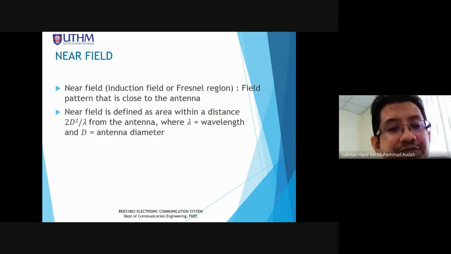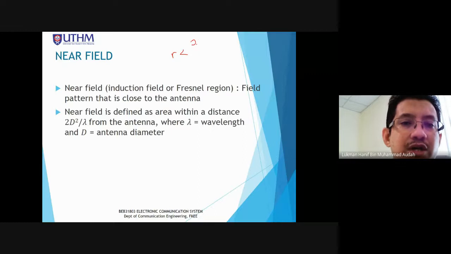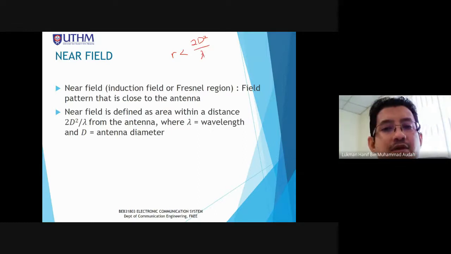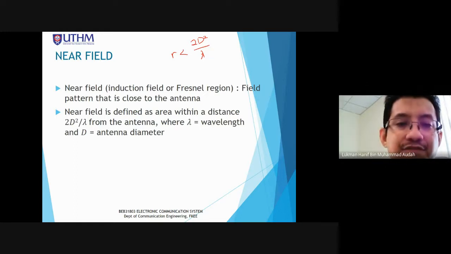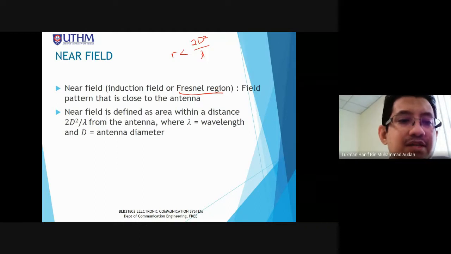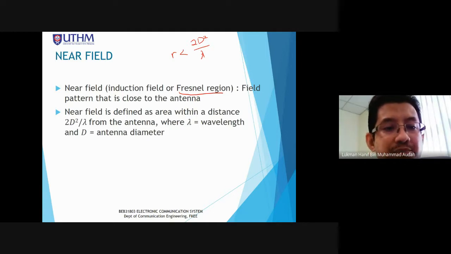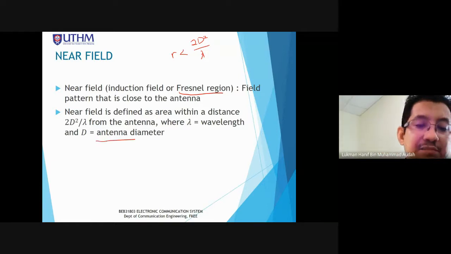Kemudian near field. Near field region is the region less than 2d square over lambda. Okay, region yang kurang daripada 2d square over lambda. Also known as the Fresnel Region. So the field pattern that close to the antenna. So near field is defined as the area within the distance 2d square over lambda from the antenna, where lambda is the wavelength, d is the antenna diameter.